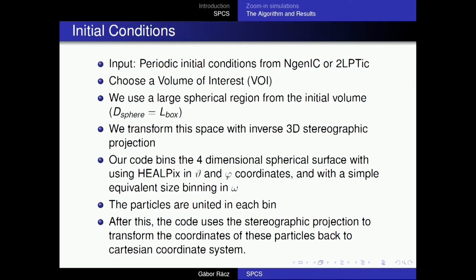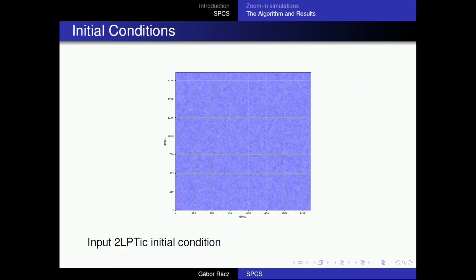The surface of the 4-dimensional sphere is a 3-dimensional object. So we have 3 coordinates: omega, theta, and phi, and we use HEALPix for binning in theta and phi, and we use a simple equidistant binning in omega. The particles are united in each bin. And after this, we use stereographic projection to transform these coordinates back to normal space, to the Cartesian coordinate system. So this is our input.